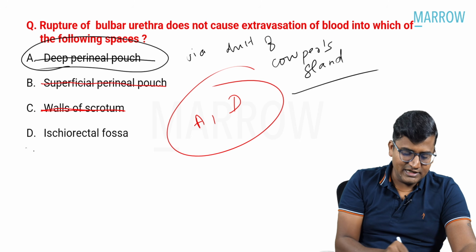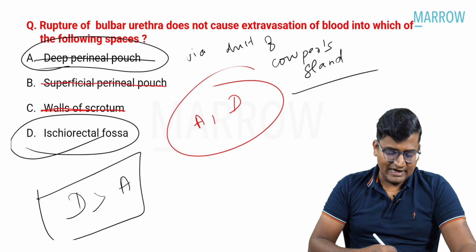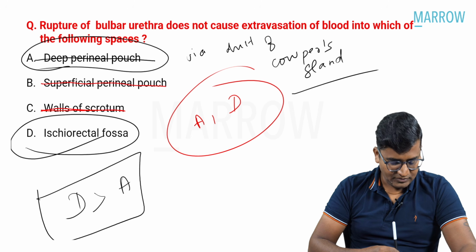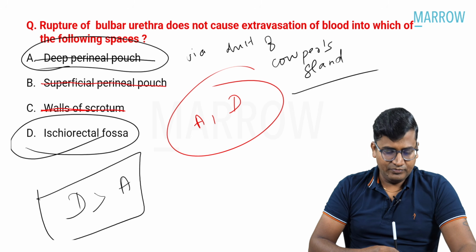So what is the best answer here? The answer is D is greater than A. So D is the best answer for this question. Okay. Right. Now next one.